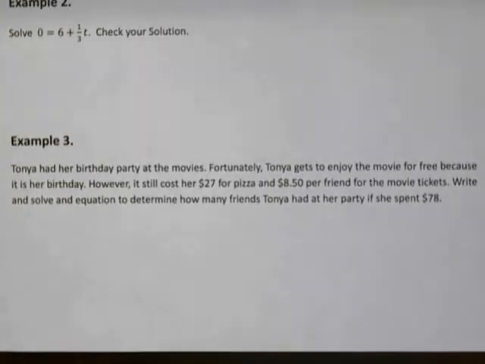Alrighty, last example here. Example 3, it says, Tanya had her birthday party at the movies. Fortunately, though, Tanya gets to enjoy the movie for free because it is her birthday, so she doesn't have to pay anything. However, it still costs her $27 for the pizza and $8.50 per friend for the movie tickets. We need to write and solve an equation to determine how many friends Tanya had at her party if she spent $78. Okay, and so we first need to highlight the key important parts here.